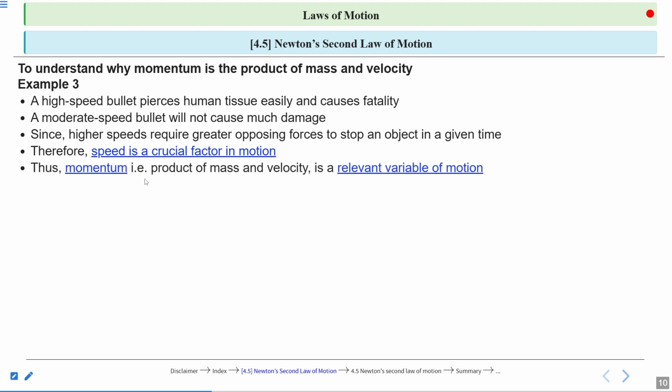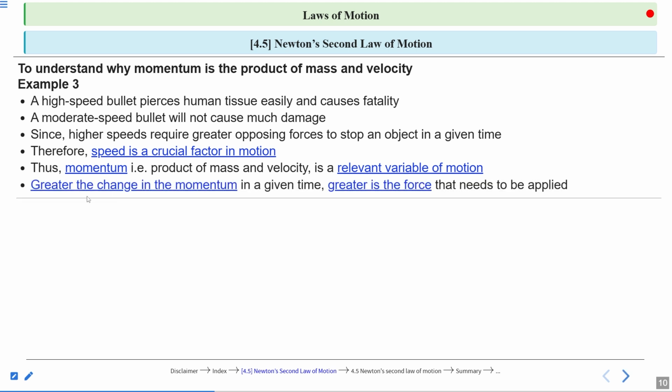Thus, momentum, that is the product of mass and velocity, is a relevant variable of motion. Is a what? A relevant variable of motion. The greater the change in momentum in a given time, the greater is the force that needs to be applied. It means if the force is greater, the change in momentum is also greater.